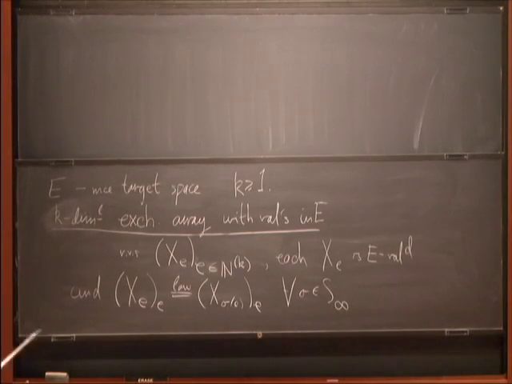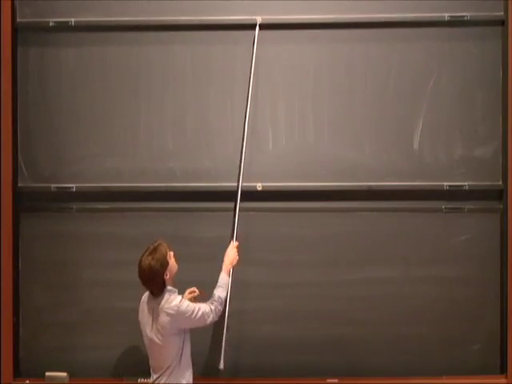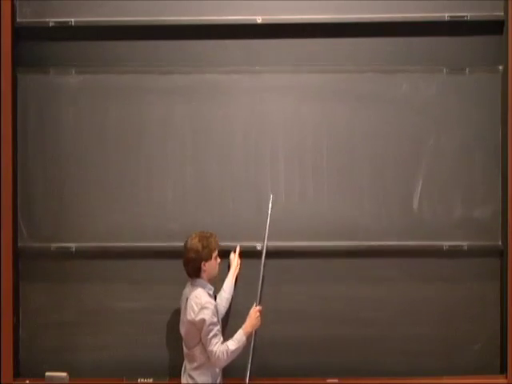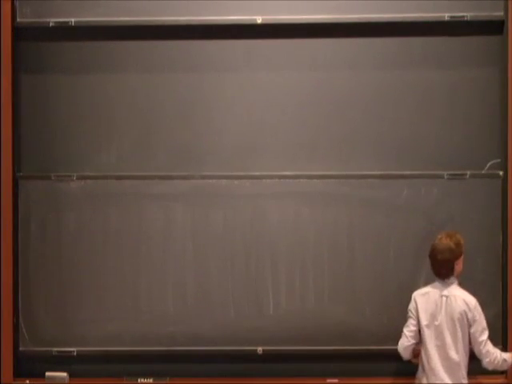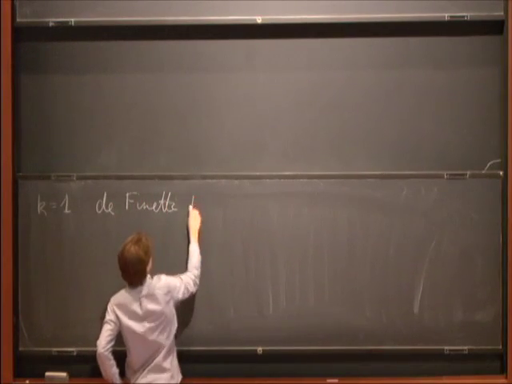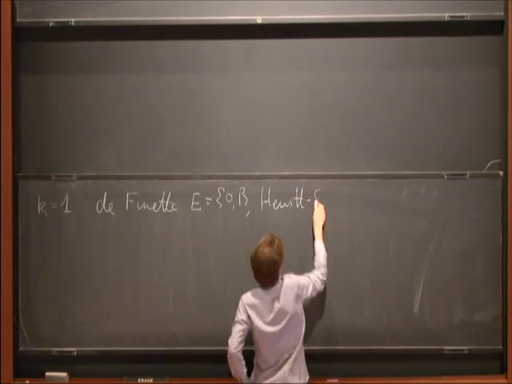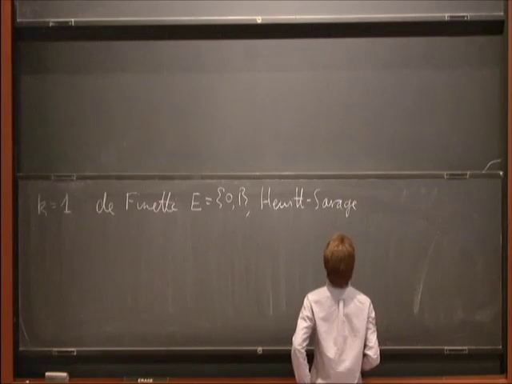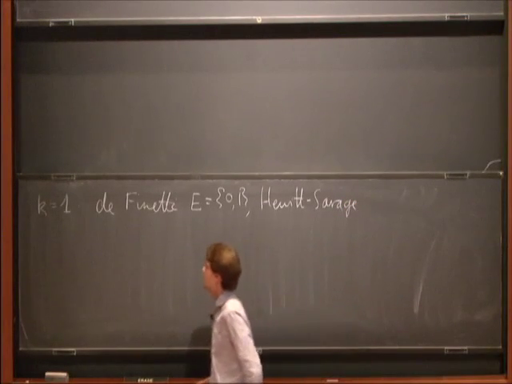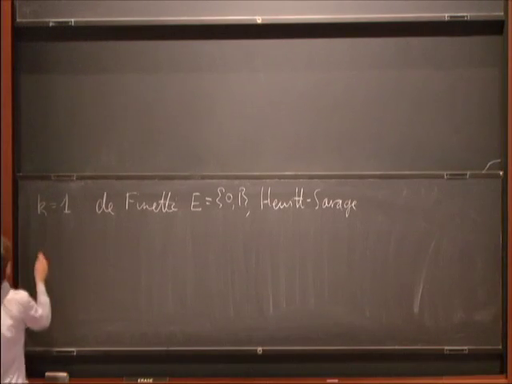Okay, so these were really first studied in the 1930s in the case k equals 1 by de Finetti. So de Finetti studied these in about 1930 when E was a two-point set, and then Hewitt and Savage did the case of general target spaces E in about 1950. And then there was an emergence of interest in the case of higher dimensional arrays in the late 1970s.